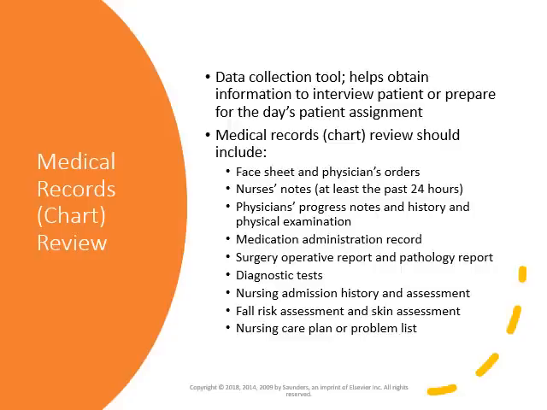The patient's medical record review should include review of the patient's face sheet and physician orders, nurse's notes at least the past 24 hours, physician's progress notes and history and physical examinations, also referred to as the H&P, medication administration record, any surgery operative report and pathology reports, diagnostic tests, nursing admission history and assessment, fall risk assessment and skin assessment, as well as nursing care plan or problem list.